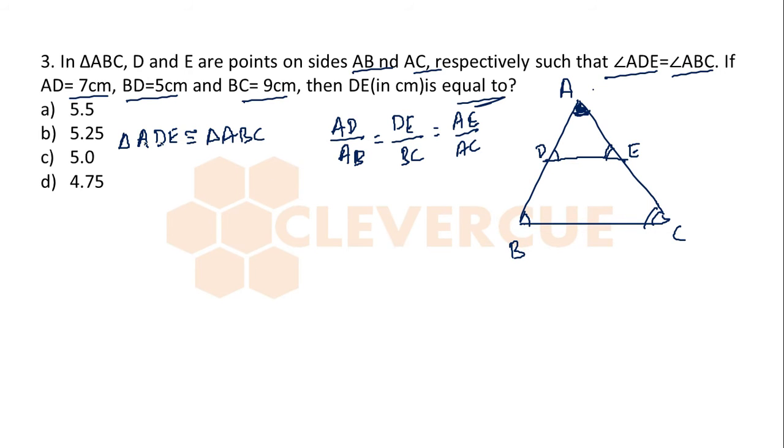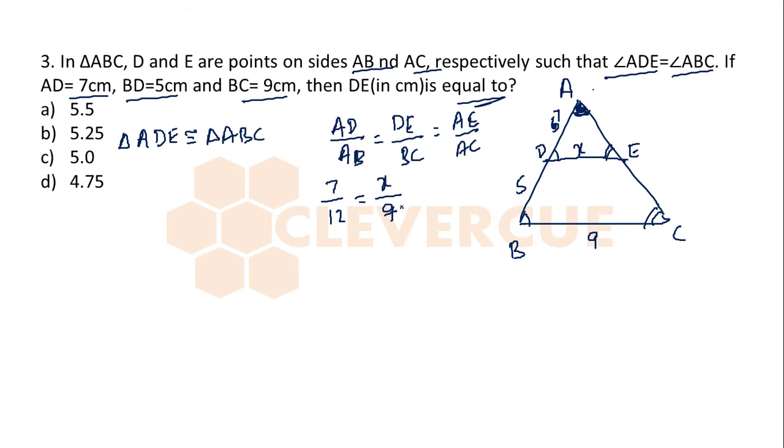Now let us see. If AD is equal to 7 centimeters, BD is equal to 5 centimeters, and BC is equal to 9 centimeters, then DE is asked. Here let DE be X, and here BC is given as 9, AD is given as 7 and BD is given as 5 centimeters. And now AD by AB will be equal to 7 by 12, which is equal to DE, that is x divided by 9. BC is 9.